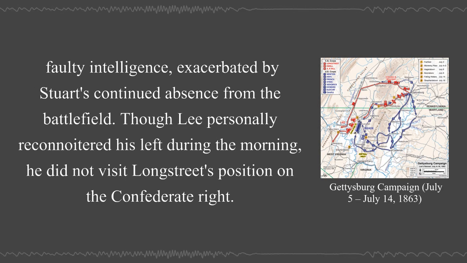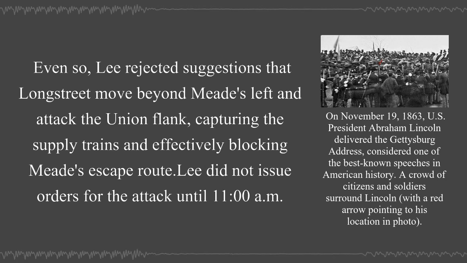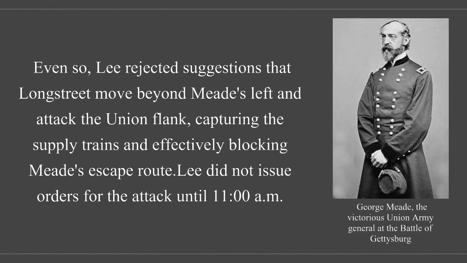Though Lee personally reconnoitered his left during the morning, he did not visit Longstreet's position on the Confederate right. Even so, Lee rejected suggestions that Longstreet move beyond Meade's left and attack the Union flank, capturing the supply trains and effectively blocking Meade's escape route. Lee did not issue orders for the attack until 11:00 a.m.